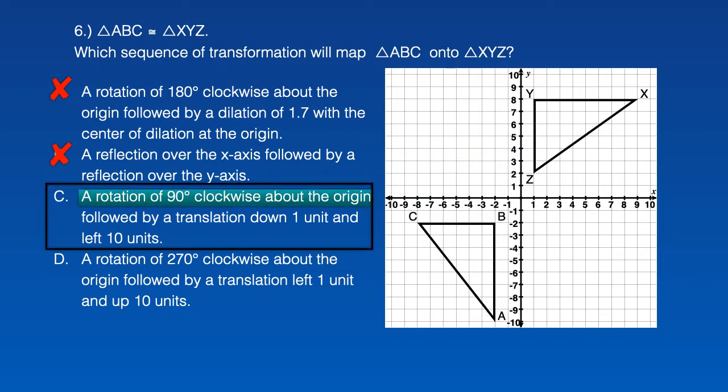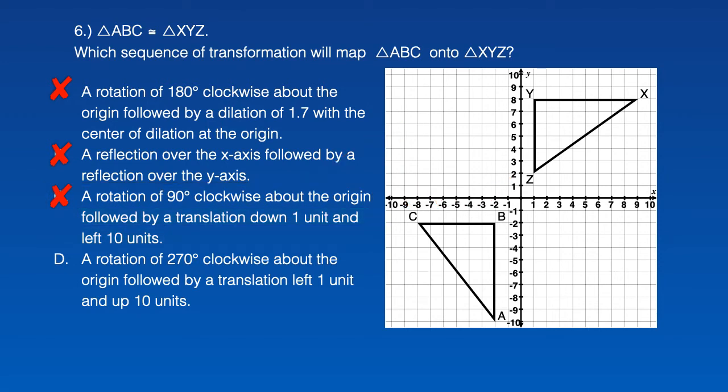In letter C, first we got to do a rotation of 90 degrees clockwise about the origin. So if we rotate our pre-image 90 degrees clockwise, we're going to get this. And then we got to follow that with a translation down 1 unit and to the left 10 units. Again, you should be able to visualize all these things, but obviously if you visualize this, you should be able to see that the triangle is going to end up outside of our box, outside of our coordinate plane. So that answer is wrong.